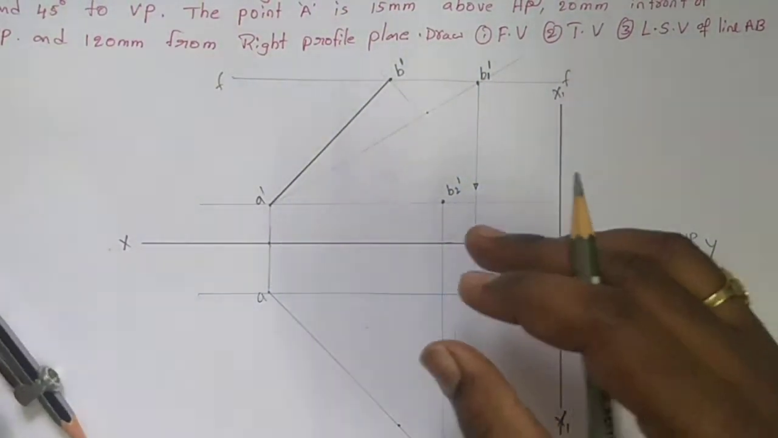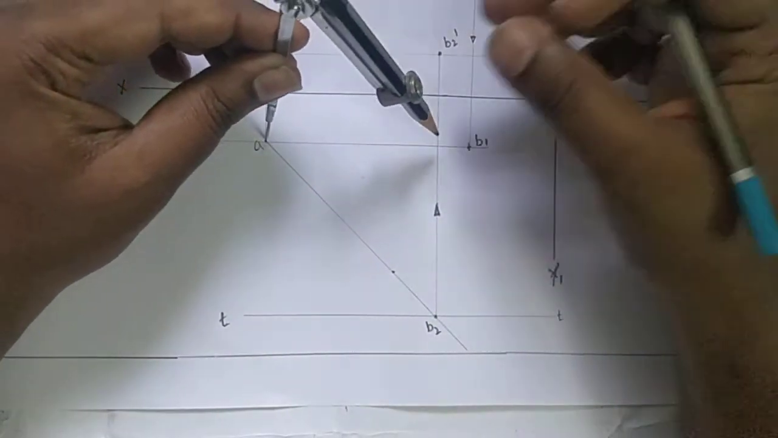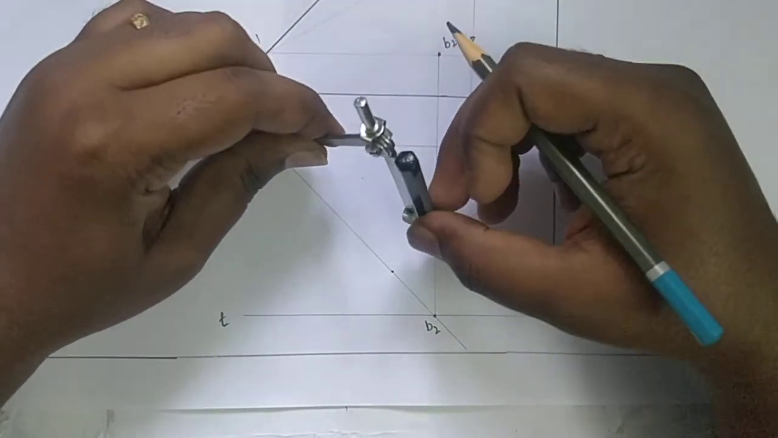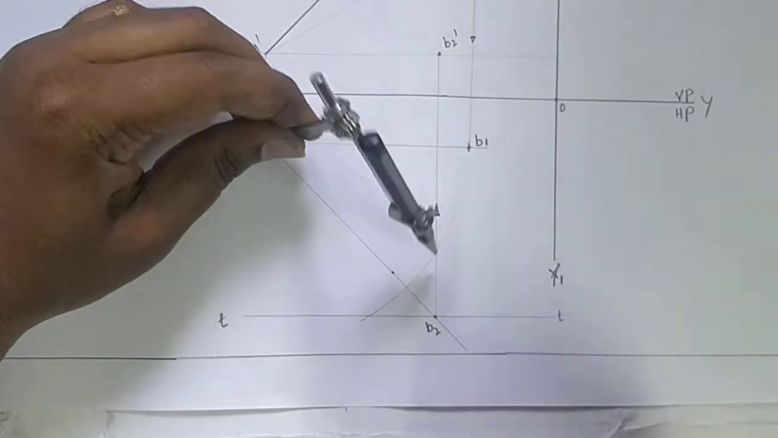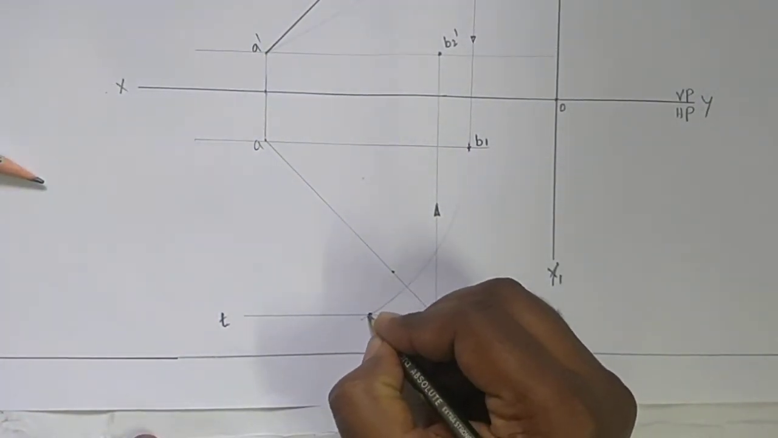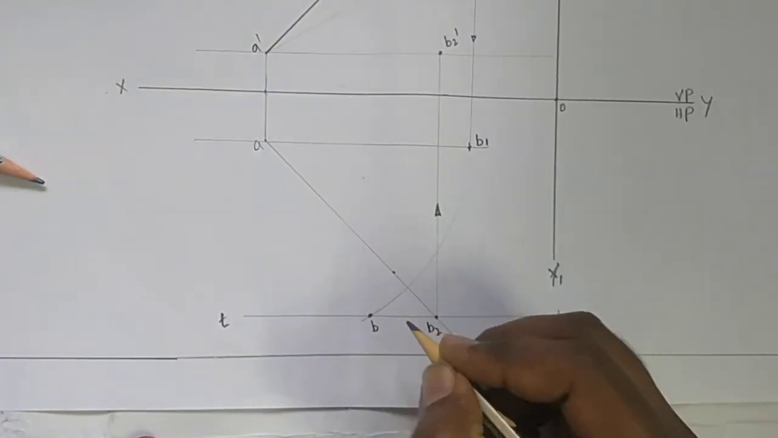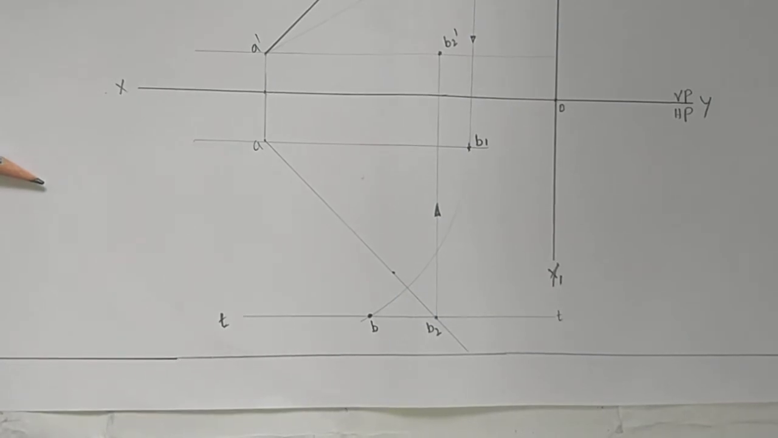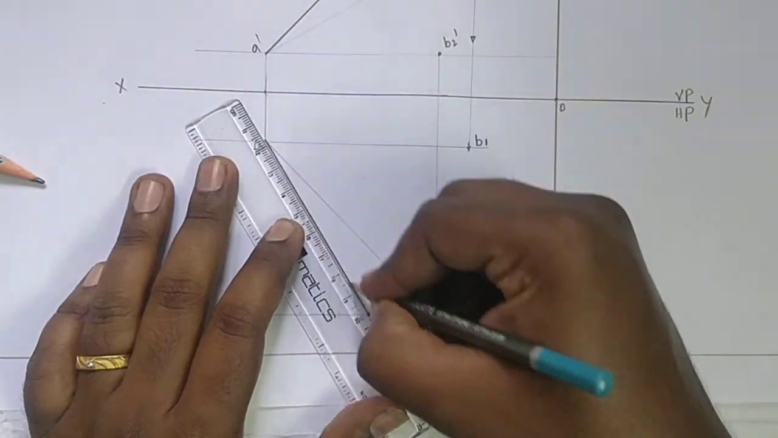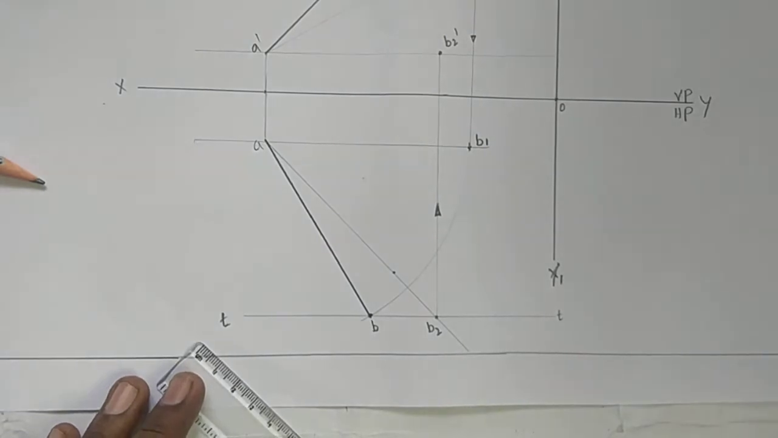Next, similarly, A as center, AB1 as radius, draw one arc up to the locus of top view. This arc intersects the locus of top view at one point. That point is known as B. By joining A and B we will get the top view. This line A B should be drawn dark. Okay, it is the top view.